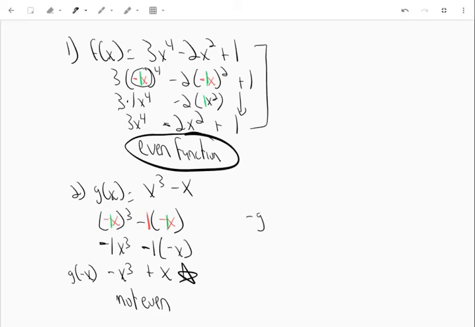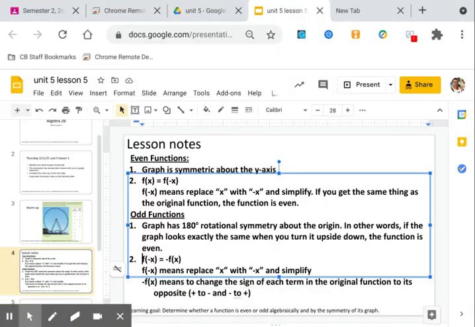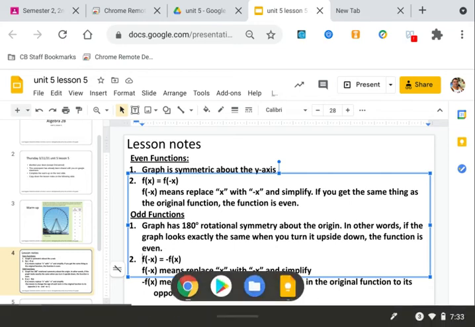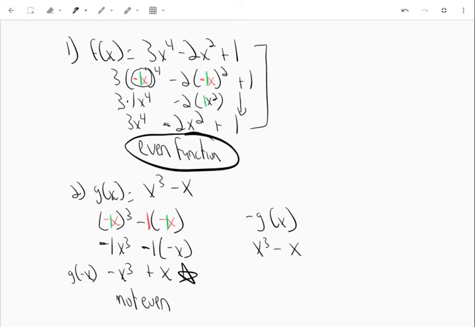Okay, so now I have to compare that to negative g of x. And again, what it says in the lesson notes, it means to change the sign of each term in the original function to its opposite. So I'm going to take the original function, and I'm going to take each of the signs of each of the terms and change it to its opposite. And I end up with negative x cubed plus x. If I compare that to this, are those the same thing? Negative x cubed plus x, negative x cubed plus x. Those are the same thing. So that means that this is an odd function. So number 1 is an even function, and number 2 is an odd function. That's how we determine it algebraically.